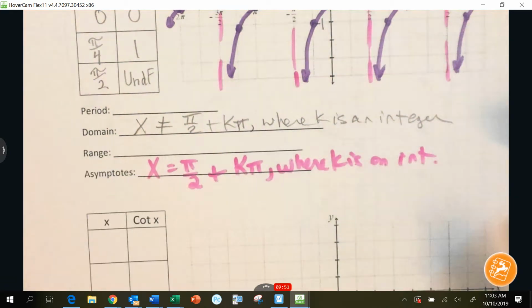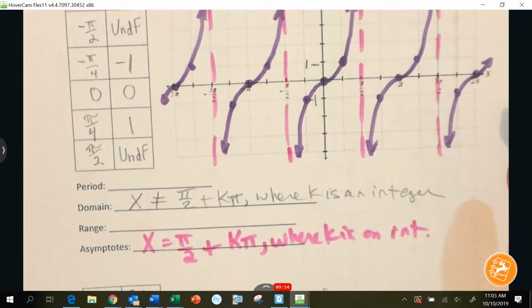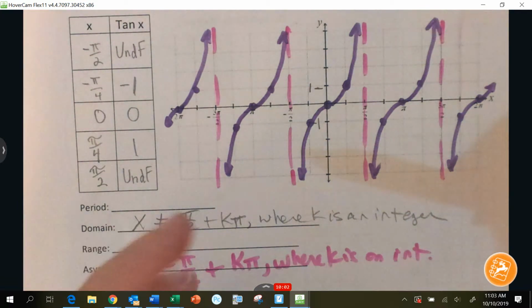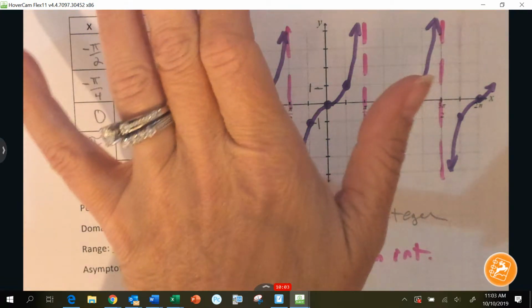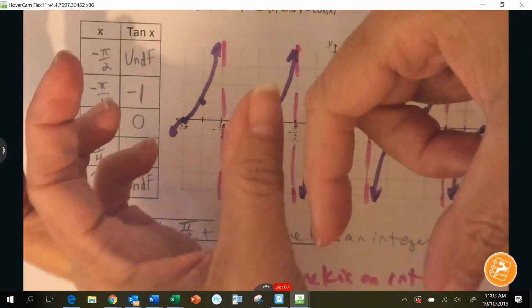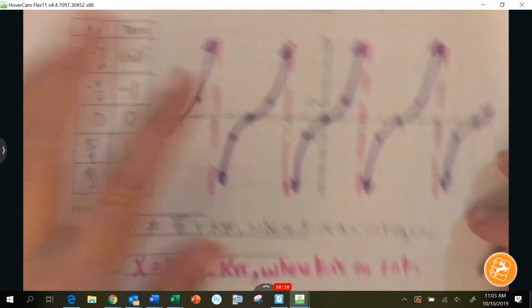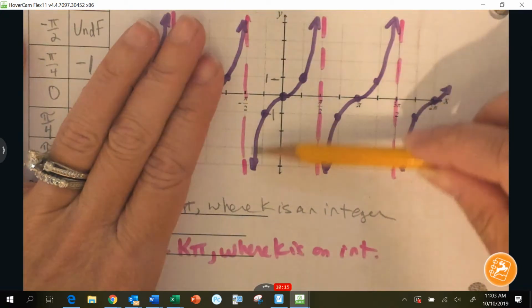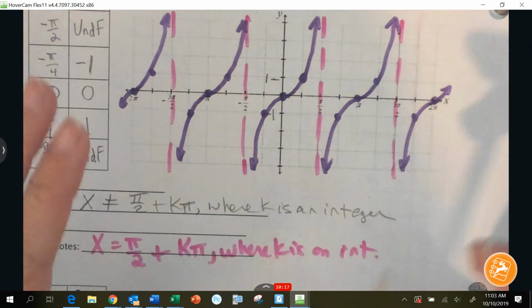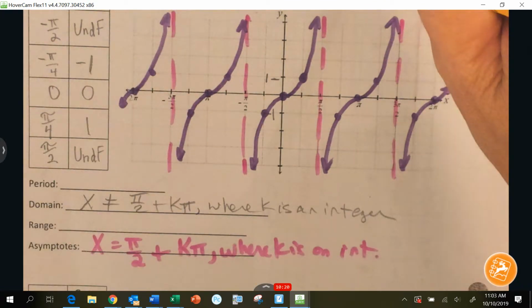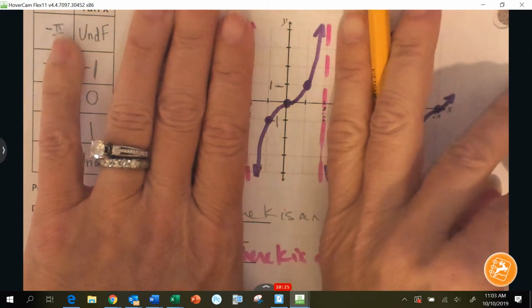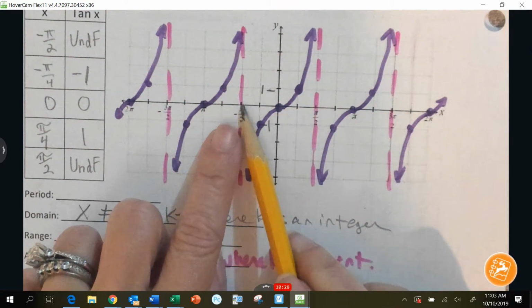Okay, the period. So this was a little bit different than sine and cosine, or cosecant and secant. Remember for secant and cosecant we had one up and then one down, and the two of those together make one full cycle. One full cycle for a tangent is one of these purple curves, which if I went all the way around the circle, would be two of these. So the period of the tangent is way shorter. The period of the tangent is pi long.